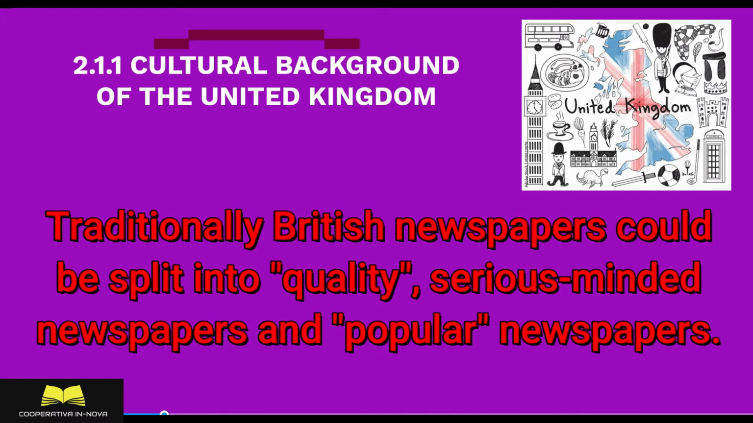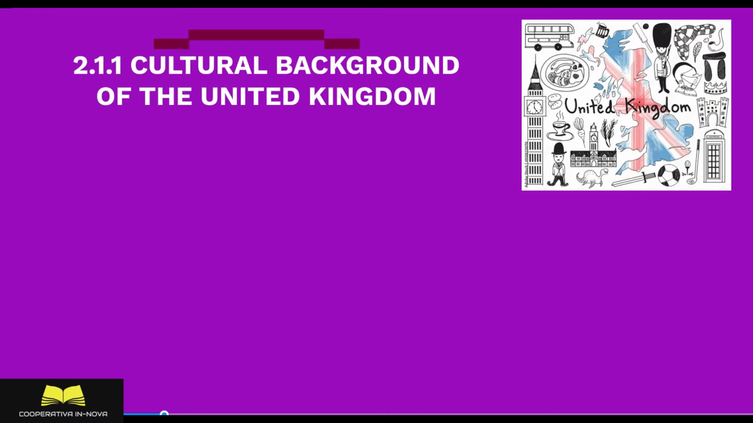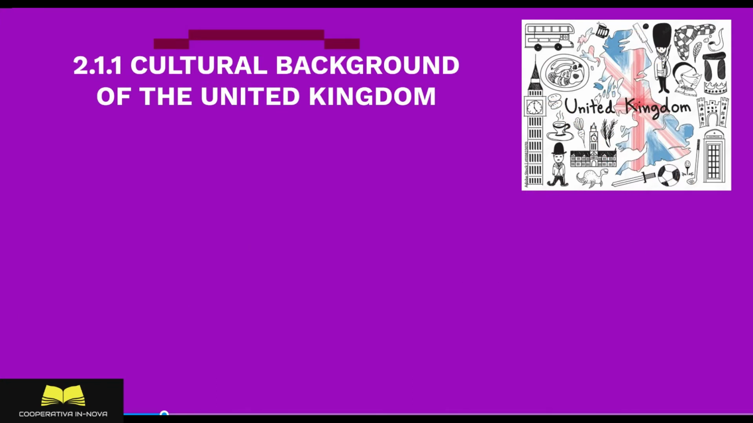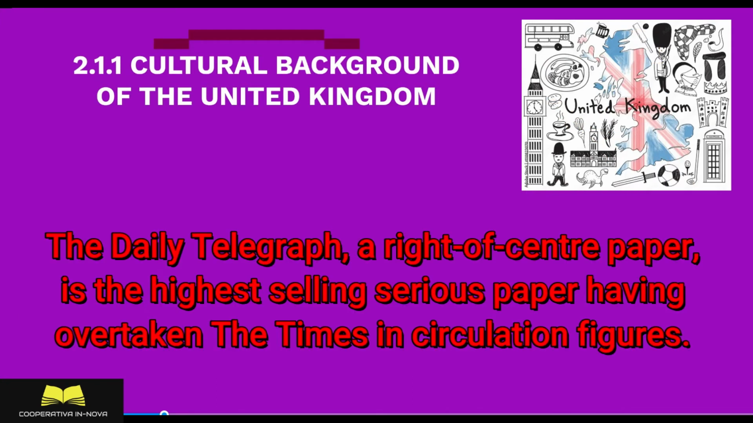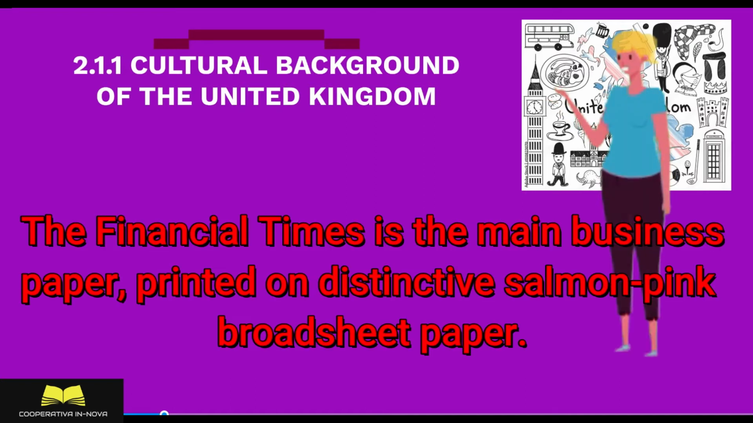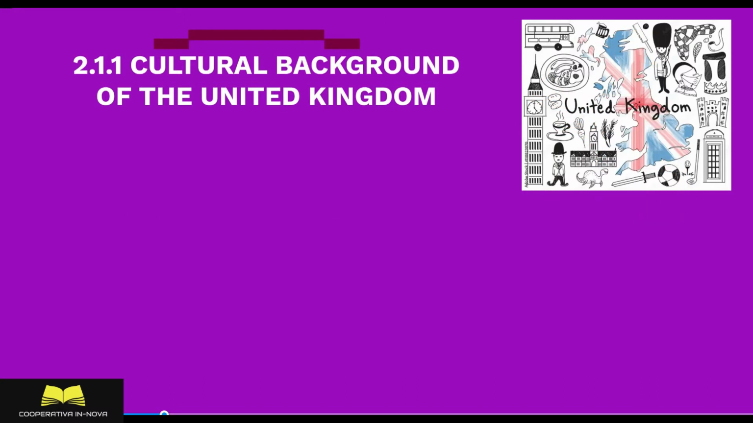Traditionally, British newspapers could be split into quality, serious-minded newspapers and popular newspapers. The Sun, popular, has the highest circulation of any daily newspaper in the UK. The Daily Telegraph, a right-of-centre paper, is the highest-selling serious paper, having overtaken the Times in circulation figures. The Financial Times is the main business paper, printed on distinctive salmon pink broadsheet paper.